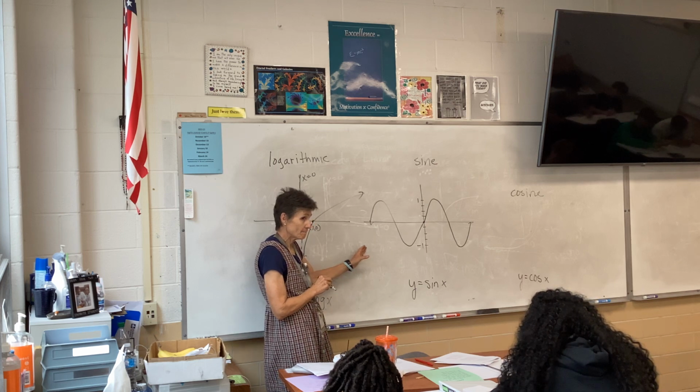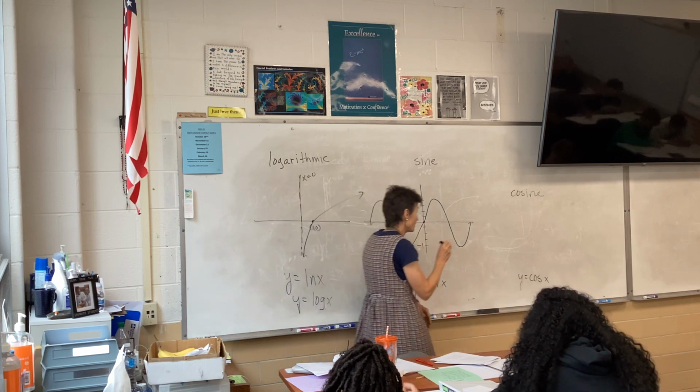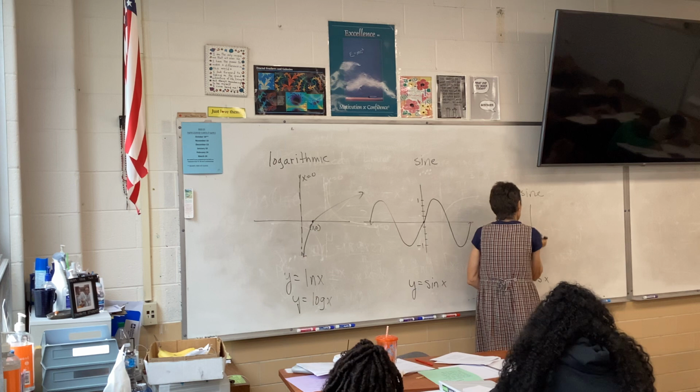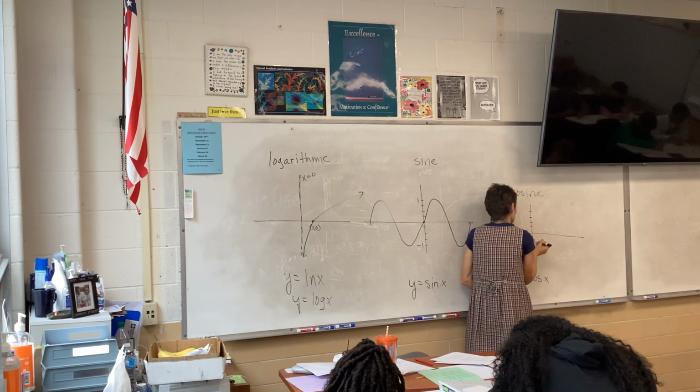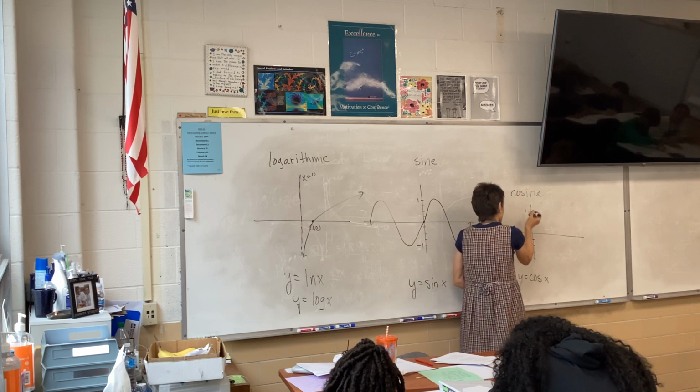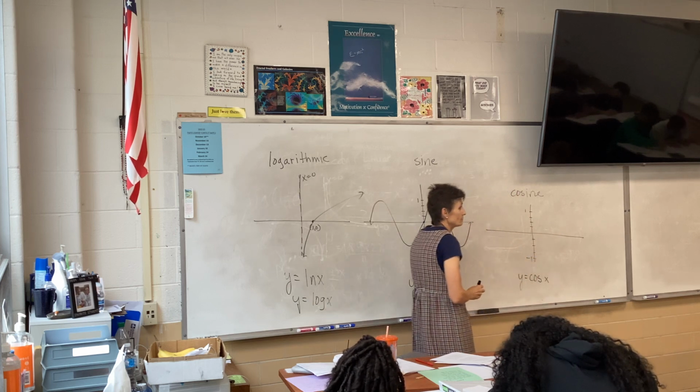All right, everybody got it? Because I'm going to step over here and I'm going to do the cosine. So I'm going to do the same thing. I'm going to go up 3 or 4, whatever works for you. We call that 1 and -1.